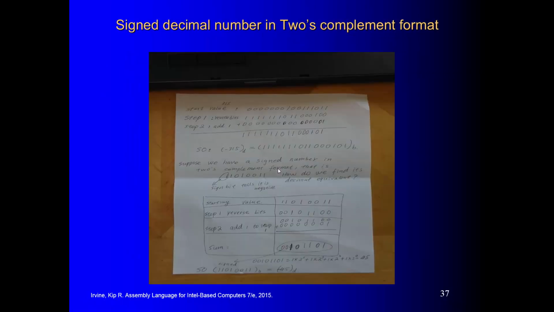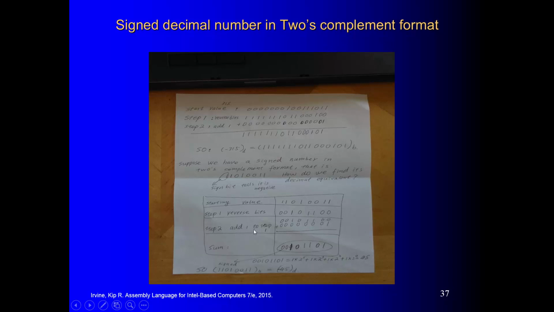3 steps. The leftmost bit is the most significant bit. This is 1, so I know my number is negative. I want to find out how much is the value in decimal, or the magnitude, for this negative number. I'm going to follow the 3 steps. Copy my original value from here to here. Then step 1, I'm going to reverse my bits. So the 1s become 0s, then 1 0 1 1 0 0.